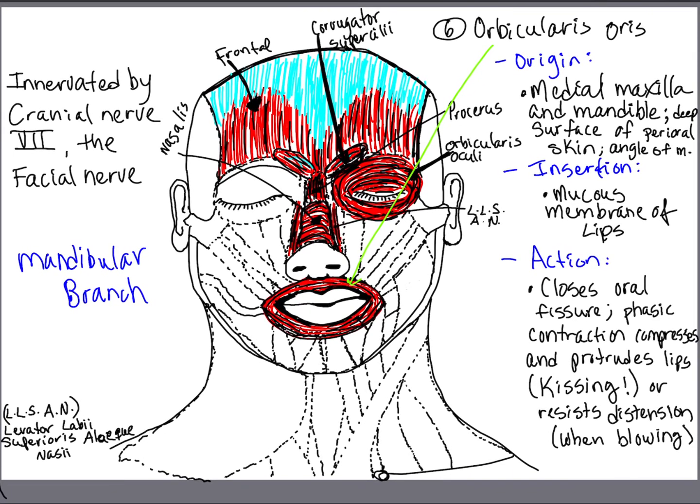This muscle right here is also known as the oral sphincter, and the origin is the medial maxilla and mandible, deep surface of the perioral skin, and angle of the mouth. The insertion is the mucous membrane of the lips, and the action is to tone closure of the oral fissure. It also has a contraction, and it compresses or protrudes the lips, such as in kissing, or resists the distension when blowing.